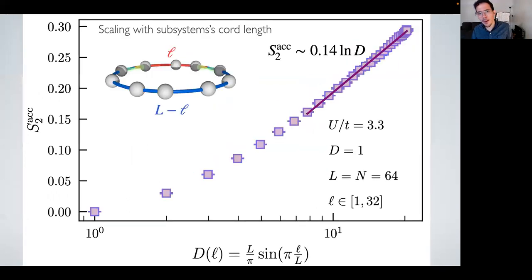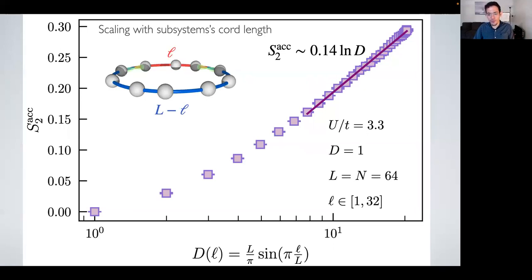So perhaps it is more appropriate to calculate the dependence of accessible entanglement on the chord length instead, which is this expression on the x-axis. And indeed, you can see that we got rid of that plateau due to finite size effects. Other than that, the plot looks more or less the same.